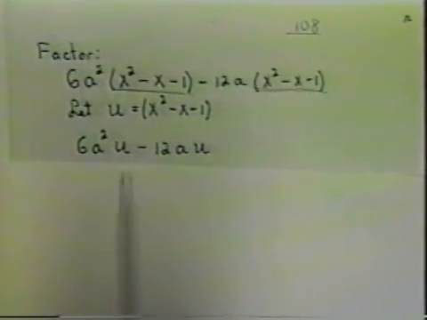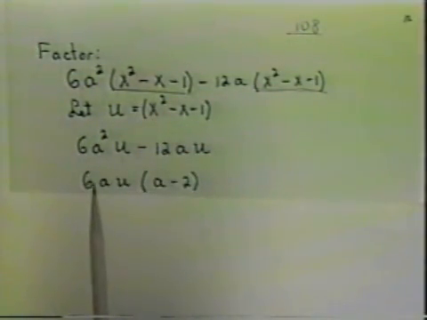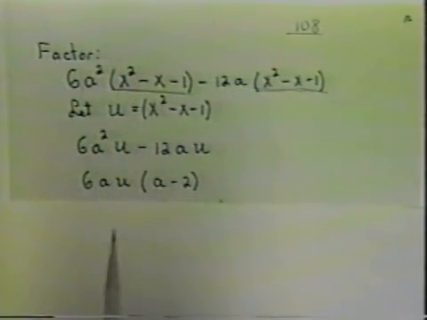We have a common factor of 6au. So factoring out the 6au, I get 6au times a minus 2. 6au into 6a squared u is a. 6au into 12au is 2. Now I can't write my answer as 6au times a minus 2. I have to replace u by what it's equal to.